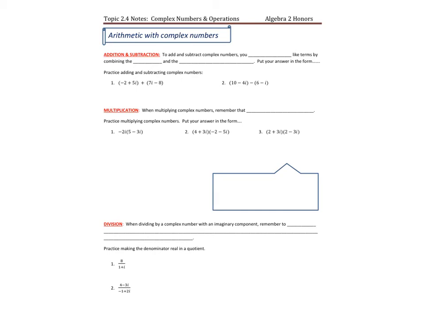This is Chapter 2, Section 4, Part 3. We're going to start to look at solving for complex solutions of quadratic equations. And in order to do that, we're going to need to know some basic arithmetic with complex numbers. So in this video, we're going to take a look at addition, subtraction, multiplication, and division.